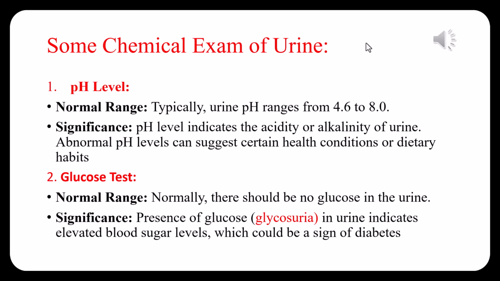If it is present, what is significant? Presence of glucose here is very important: glucosuria. If I tell you what glucosuria means, you have to know it is the presence of glucose in the urine. That may be an indicator of an elevated blood sugar level, which could be a sign of diabetes. As you know, if the patient has diabetes, a high level of glucose in the blood may lead to glucose also being present in the urine.